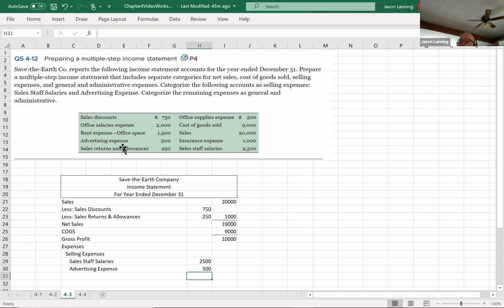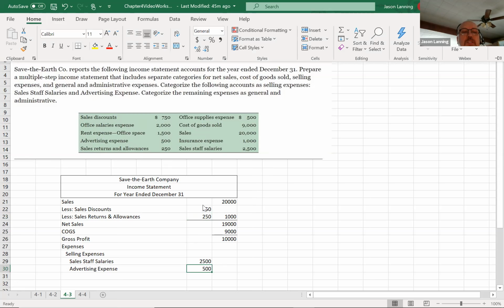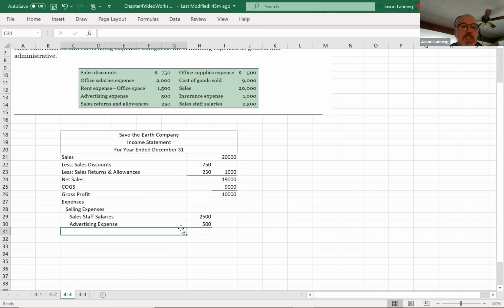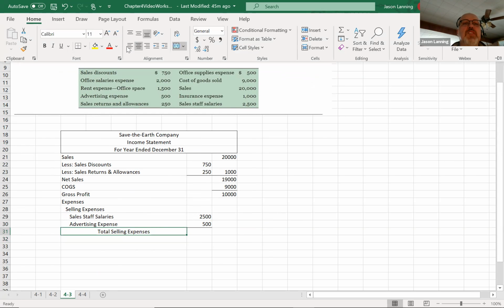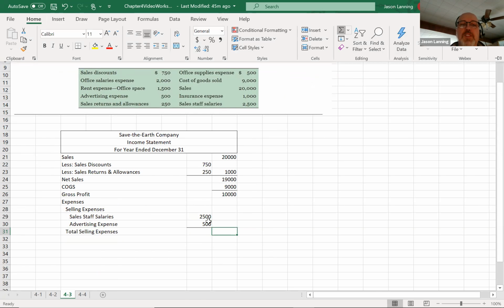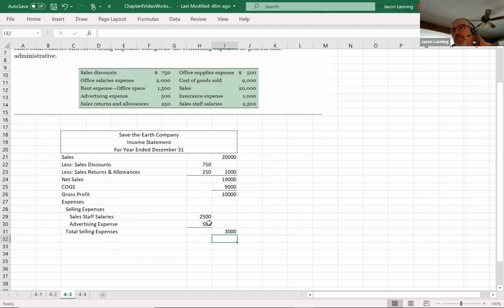All right, so we put these in, and we're going to total these. We should have an underline here too, just for posterity. If we total these up, these would be total selling expenses. The total selling expenses would be the sum of these two. So we have total selling expenses of $3,000.